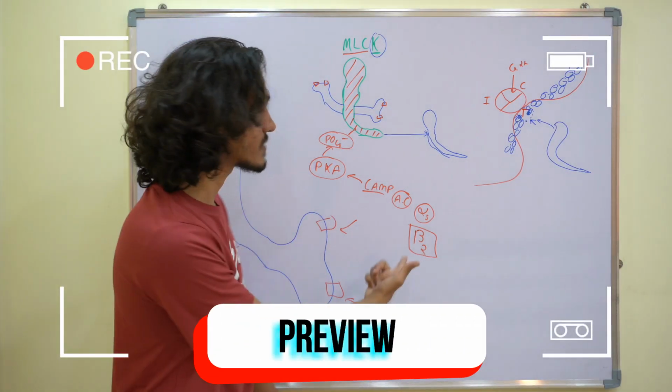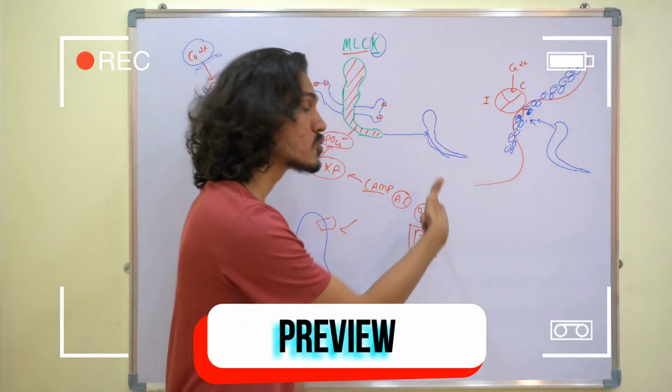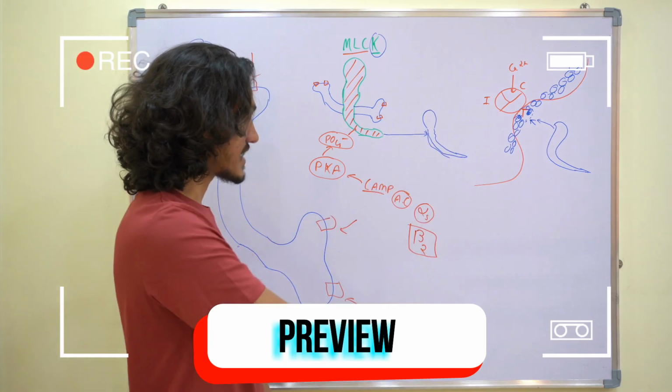That is what happens through beta 2. Because it acts in a smooth muscle, the things that happen here are different.